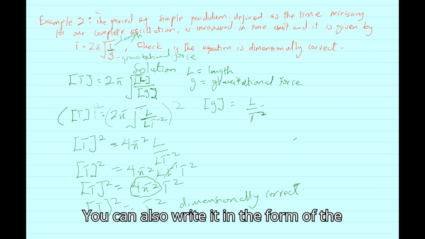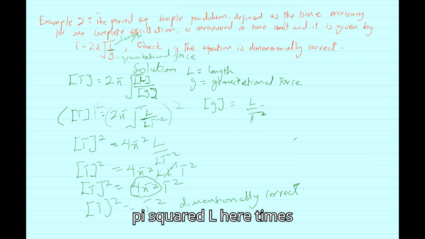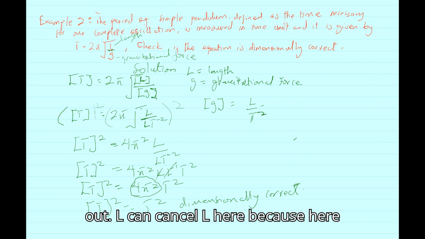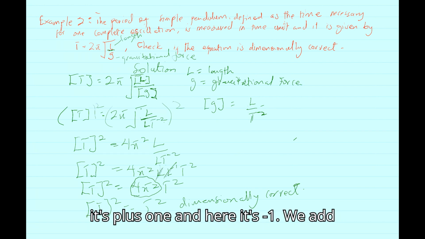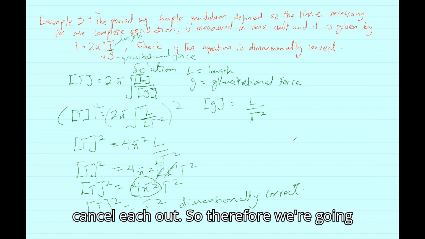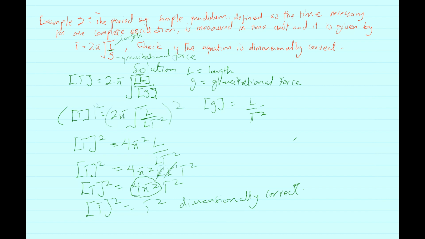You can also write it in the form of the dimension of T squared is equal to 4 pi squared L times (L minus 1) times T squared. Using algebraic expression, we can just cancel this out. L can cancel L here, because here is plus 1 and here is minus 1. When they add together, it is 0. We will just cancel each out. So therefore, we have the dimension of T squared is equal to 4 pi squared T squared.